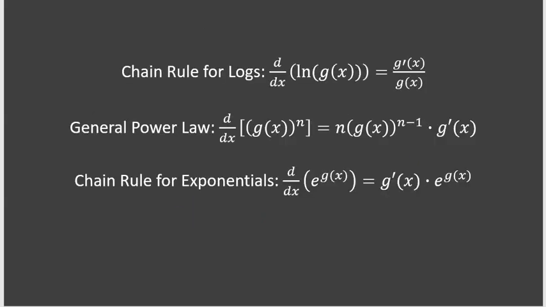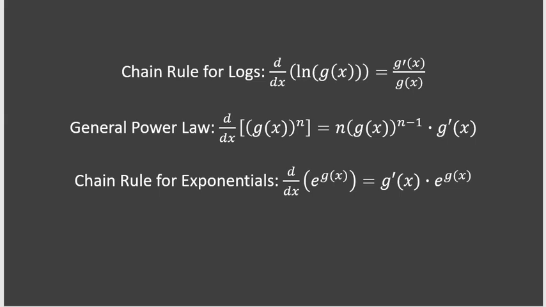And we show those in our last slide here. The first one up is the chain rule for logarithms, which says if you're going to take the derivative of the natural log of some function g of x, that's just going to be g prime of x all over g of x. This is the special case of the chain rule where g of x is just whatever g of x is, and f of x is the natural log of x.